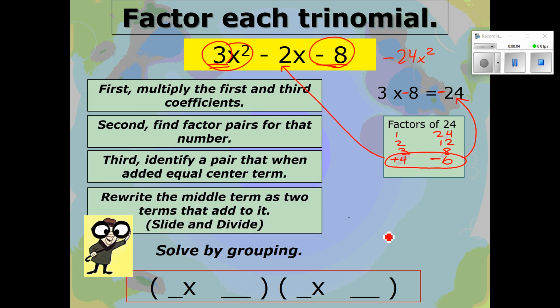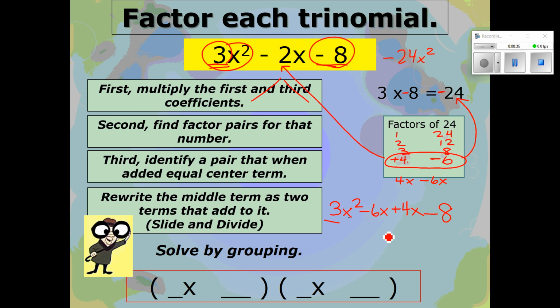Now we're going to do our slide and divide, which means we slide down the first term, we slide down the last term, and we divide that middle term into two parts based on what we found right here. So we're going to have a 4x and a negative 6x. I think I'm going to group the negative 6x with the first one. You could do it either way, but I just choose to do it that way because I see that 3 and 6 have a common multiple of 3. So now we have our four terms.